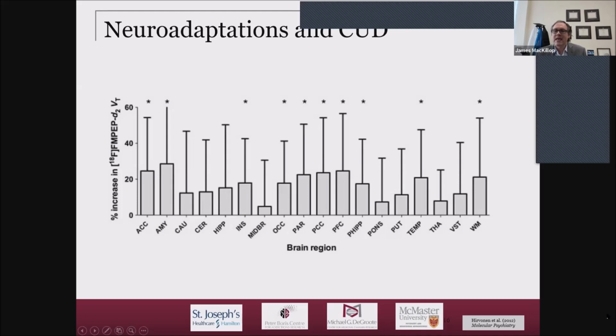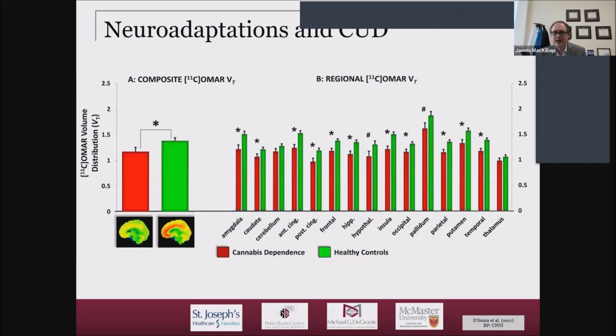So we see a recalibration after people stop using, but the reality is that over the course of heavy use, the brain downregulates its CB1 receptors, and that's responsible for some of the features of cannabis use disorder. Here's a second study that shows very similar findings. So this is again comparing cannabis dependent individuals relative to healthy controls.